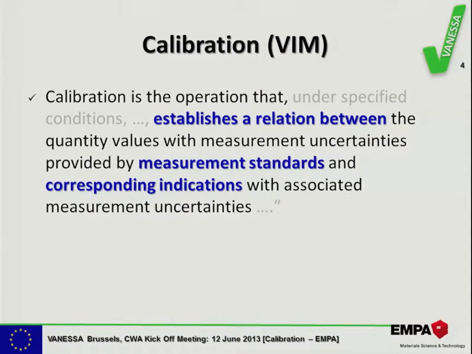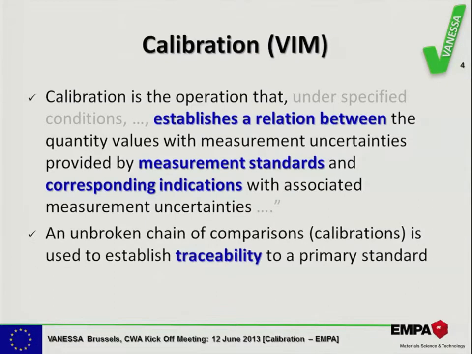Now, what is calibration? The VIM, the vocabulary, defines calibration as the operation that, under specified conditions, establishes a relation between the quantity values with measurement uncertainties provided by the measurement standard and corresponding indications with associated measurement uncertainties provided by the reference material. If you then have an unbroken chain of comparisons or calibrations, this is used to establish a traceability chain to a primary standard.